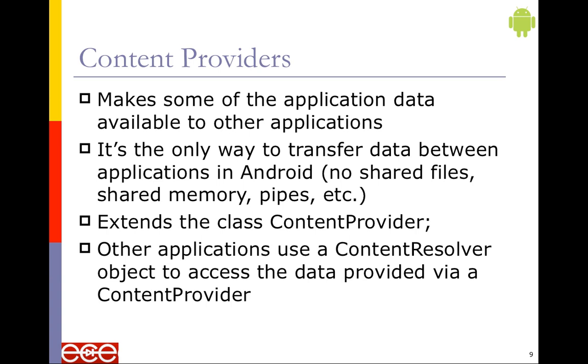So content providers make some of the application data available to other applications. As I mentioned before, it's kind of like the global databases, but it's not really a database, but it's a global service provider and content for the entire phone or tablet, whatever the device is. It's the only way to transfer data between applications in Android. So no shared files, no shared memory, no pipes, nothing. No inter-process communication. So you use broadcast providers, or content providers to share information.